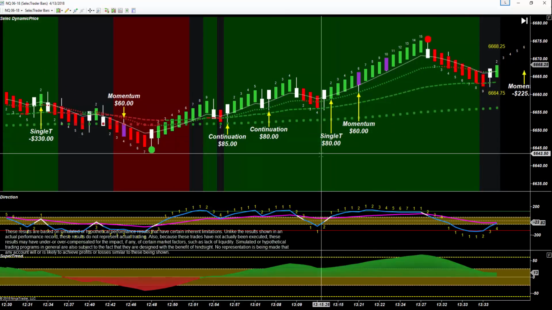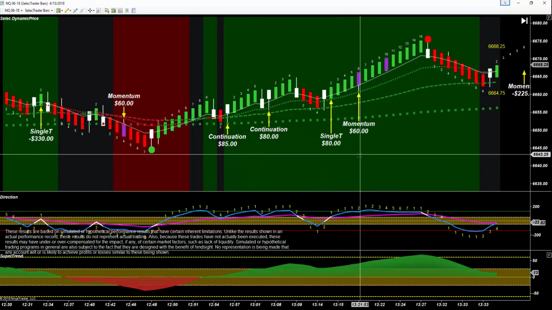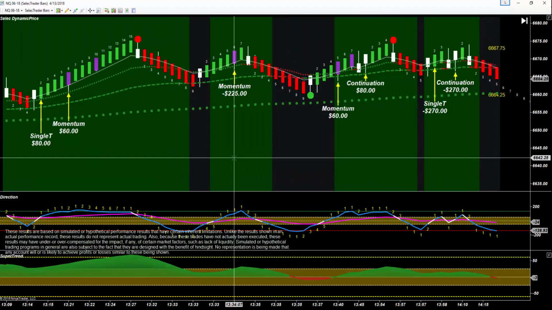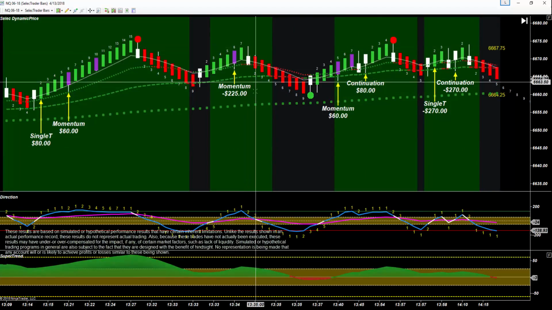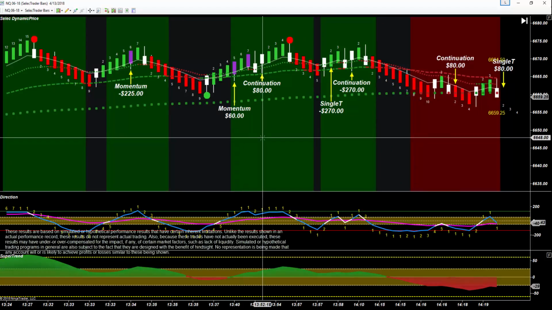Then a single T long at 1315 for profit target, followed by a momentum at 1321 for profit target. Then we have a momentum long. This one does get stopped out and only goes 4 ticks before reversing. We have a momentum long at 1340 that does hit profit target, followed by a continuation long at 1352 that also hits profit target.